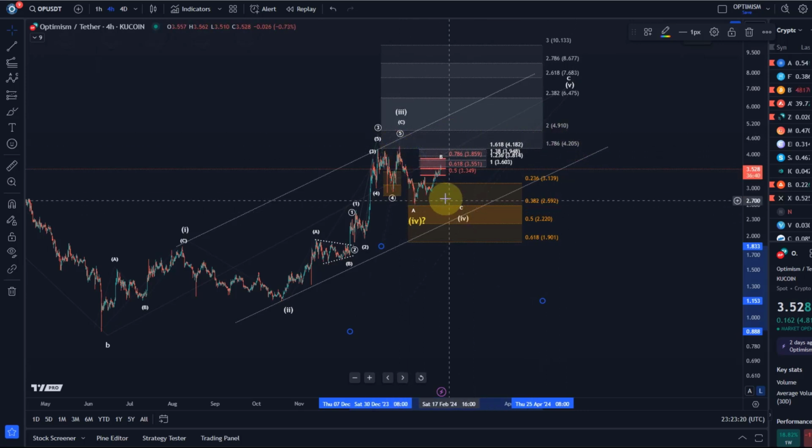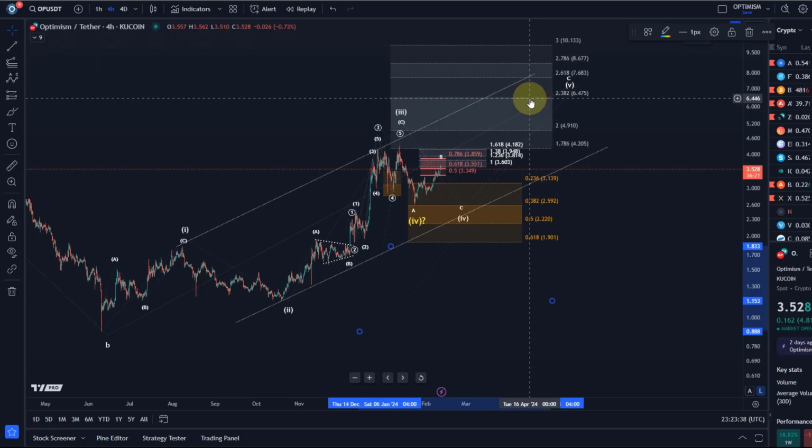Then we had the pullback, and that might still be unfolding, but we can use that information to establish where the wave 5 might top. We have at least the next level that seems relevant at $6.47. It's the 2.382 extension. Typically what I prefer to do, if the third wave reached a certain Fib target, is that the fifth wave should aim for at least 2 steps on the Fibonacci ladder above. That is on my Fib ladder here the 2.382 extension, or even the 2.618. Here we talk about $7.68 next. So that's what I'm watching.